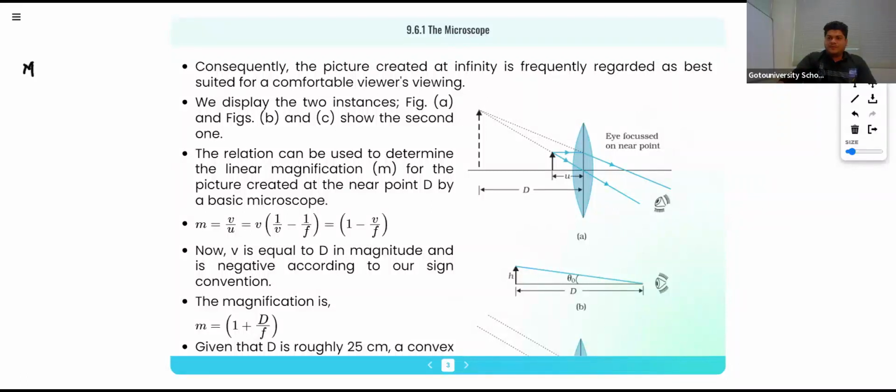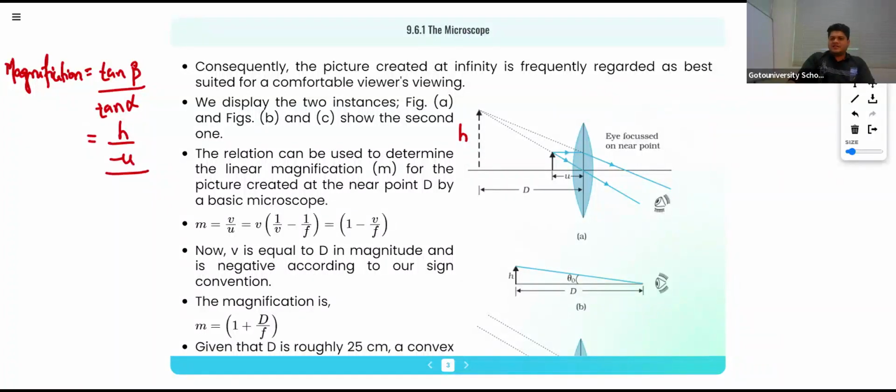Magnification formula. Yes, we have the magnification formula: image angle to object angle. Image angle is tan beta and object angle is tan alpha. What is tan theta? H upon U. This is H, this is U. As U is negative, you can write H upon minus U.